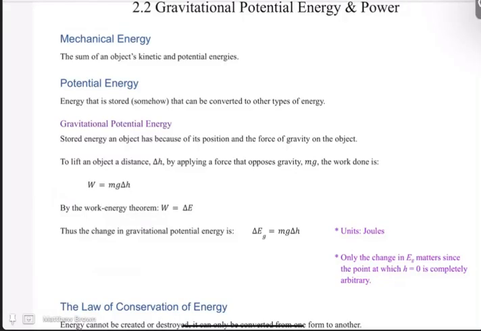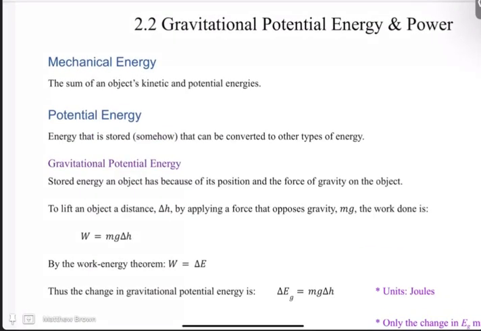So now that we have work and we have kinetic energy, we should go to the other type of mechanical energy, which is gravitational potential energy. Just as some definitions here, mechanical energy is the sum of an object's kinetic and potential energy. So you just add those two values together, whatever they are, that's mechanical energy.